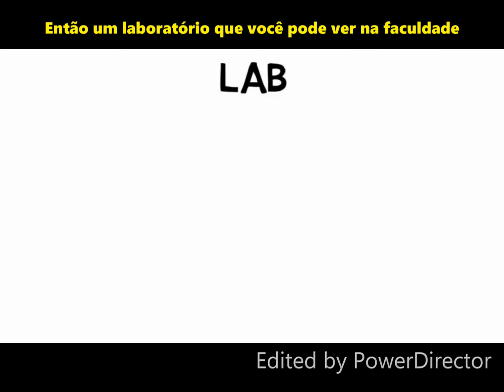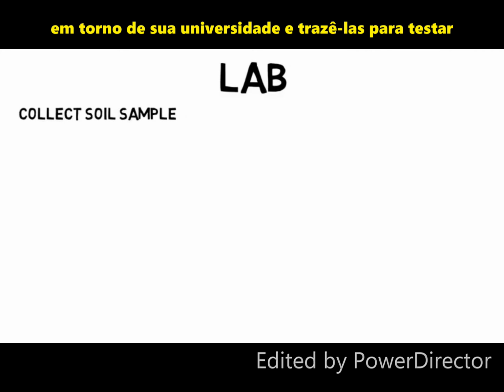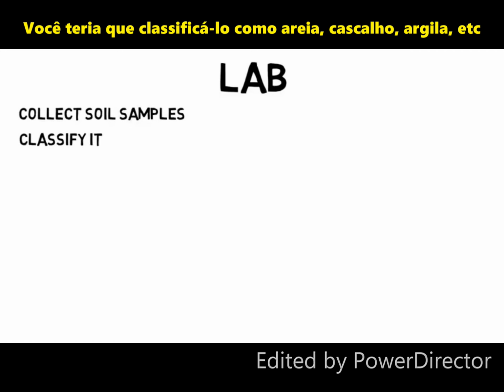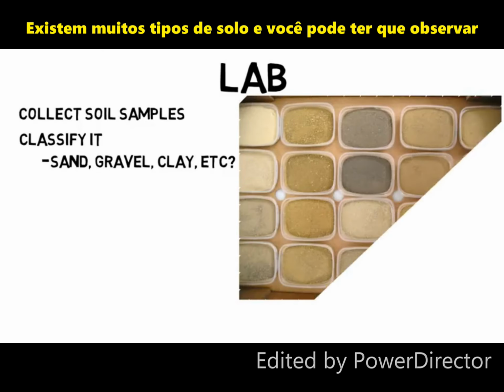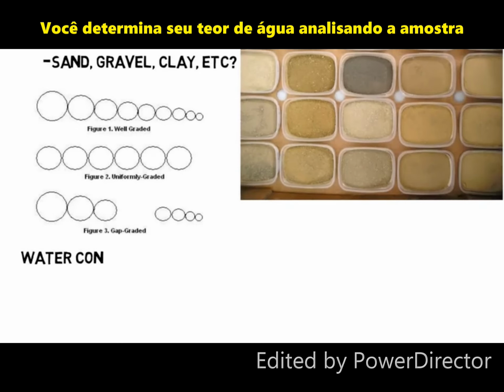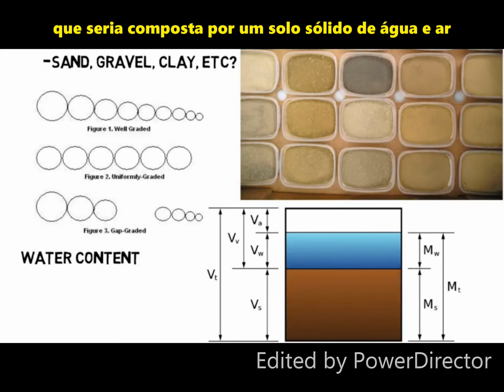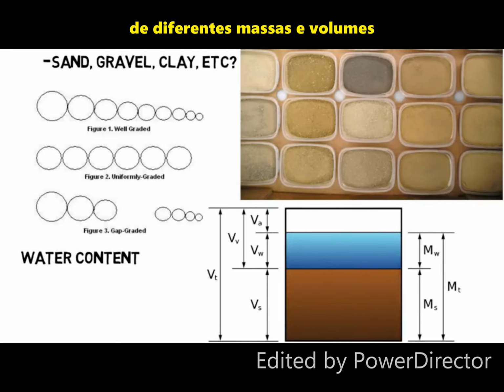So a lab you might see in college is to go out as a class and collect soil samples around your university and bring them to lab. You would have to classify it, like is it sand, gravel, clay, etc. There are many soil types, and you may have to look at the grain size or how it reacts to water. You determine its water content by analyzing the sample, which will be comprised of solid soil, water, and air of different masses and volumes.